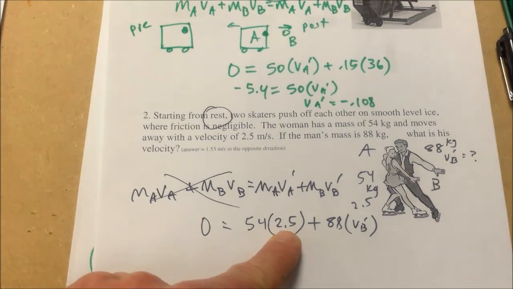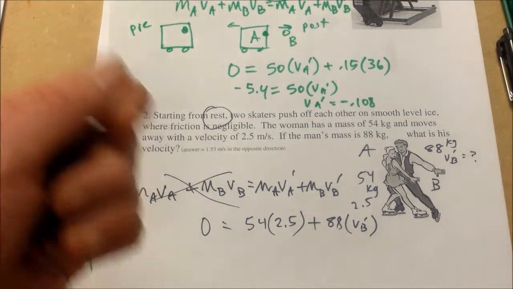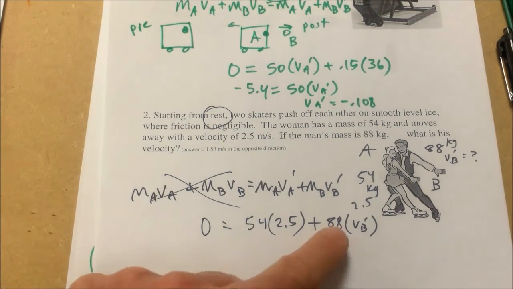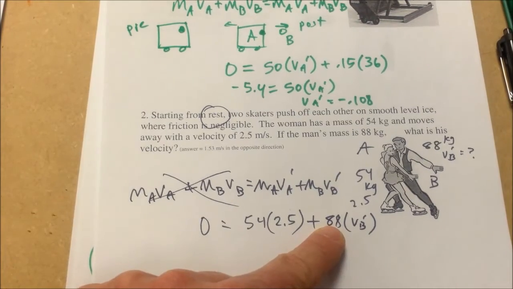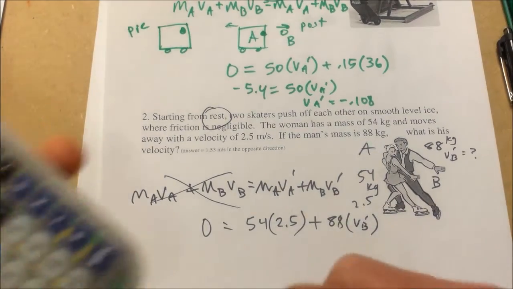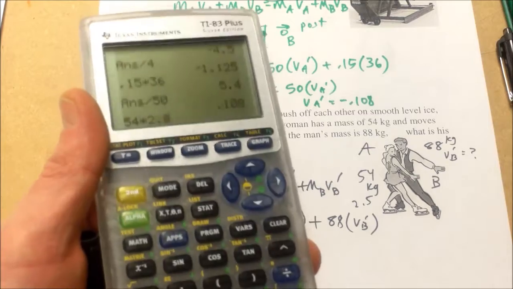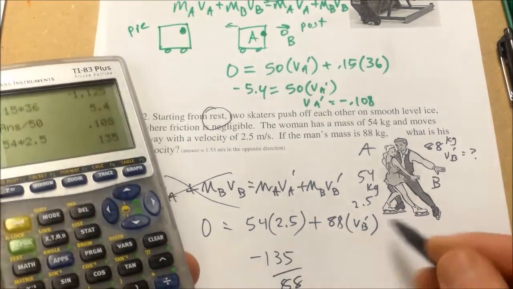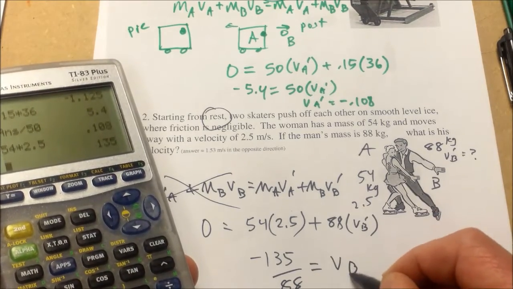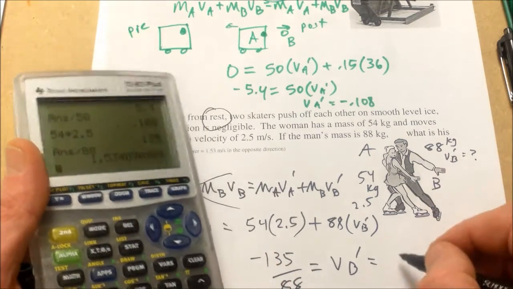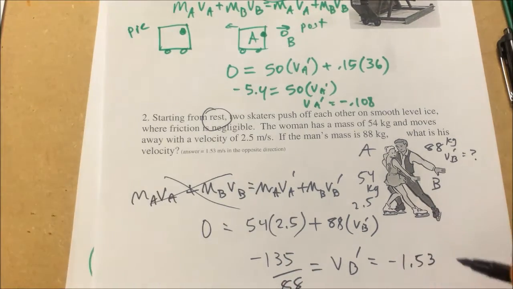They push off each other. One would go one way, one goes the other way at the same velocities, right? Just opposite direction. But in this case, the man's more massive, right? That means he should then move at a slower speed. Well, you take 54 times your 2.5, put it on the other side, divide that through by your coefficient, divide through by 88, we get around negative 1.53, right?